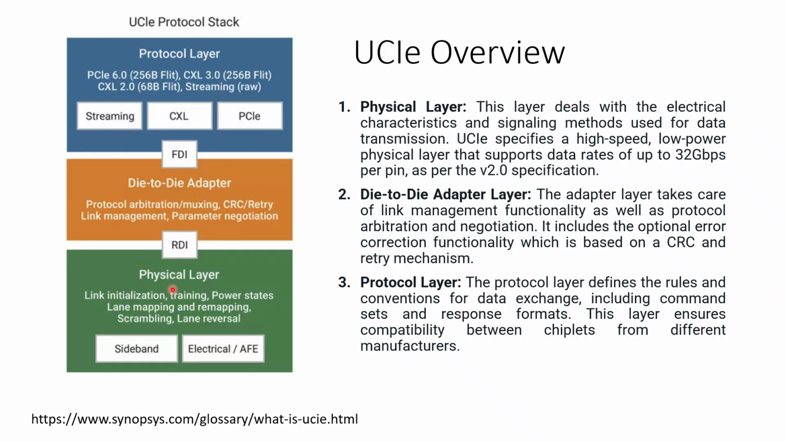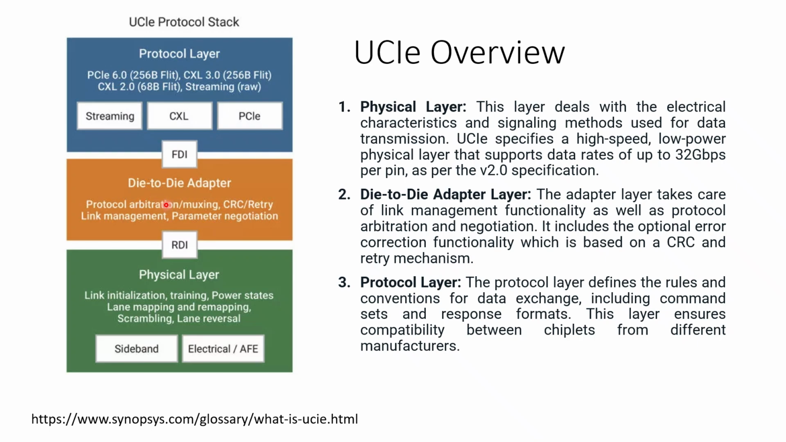The physical layer deals with the electrical characteristics and signaling methods used for data transmission. Link initialization, training, power states, lane mapping and remapping, scrambling, and lane reversal come into this picture. Here you see a lot of electrical spec and the analog front end being present. UCIe specifies a high-speed, low-power physical layer that supports data rates up to 32 Gbps per pin as per the 2.0 specification.